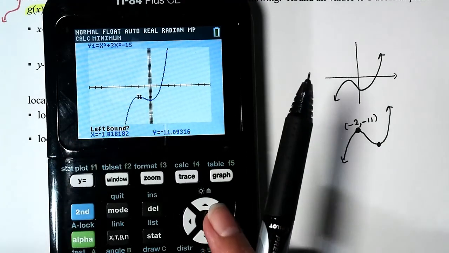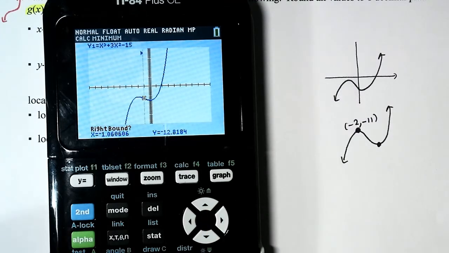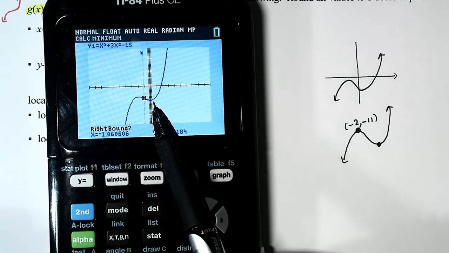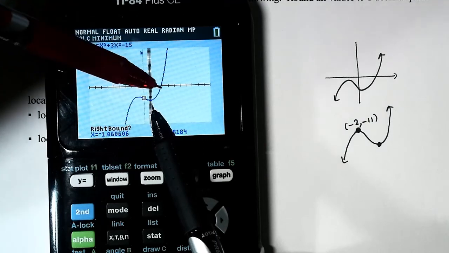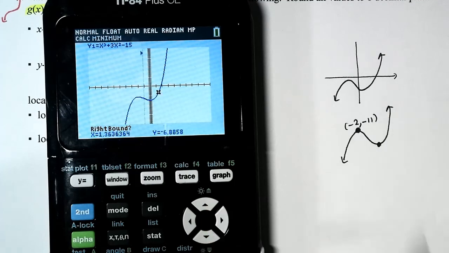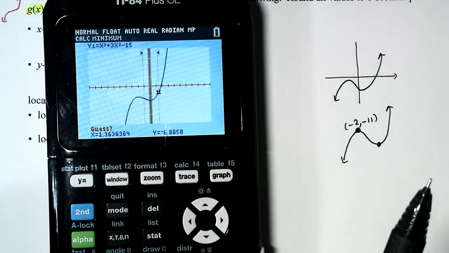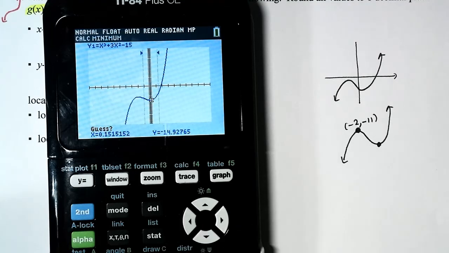Okay, I think that's pretty good. Then we hit enter. I keep forgetting to say that, sorry guys. So again, our low point is here. Now it's saying right bound, so I need you to put your cursor anywhere to the right. So I think we're good right there. And then we hit enter. Let's move our cursor to where we think that low point is. I think we're there. And then depending on your model, you may either get a nice number, or you may get an unusual answer.